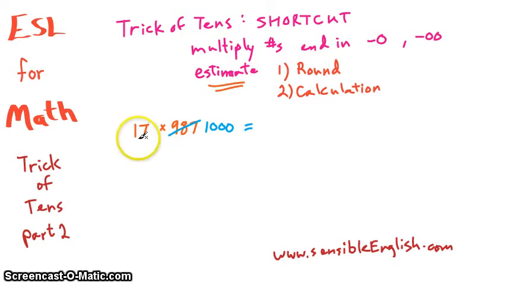So the shortcut is multiply the non-zero digits. 17 times 1 is 17. Then look to see how many zeros we have. No zeros here, 3 here, so altogether 3 zeros. Add our 3 zeros. And the cost of putting one laptop in each classroom would be $17,000.